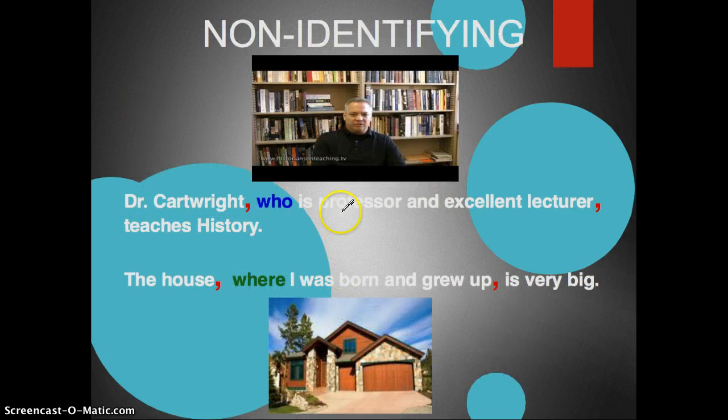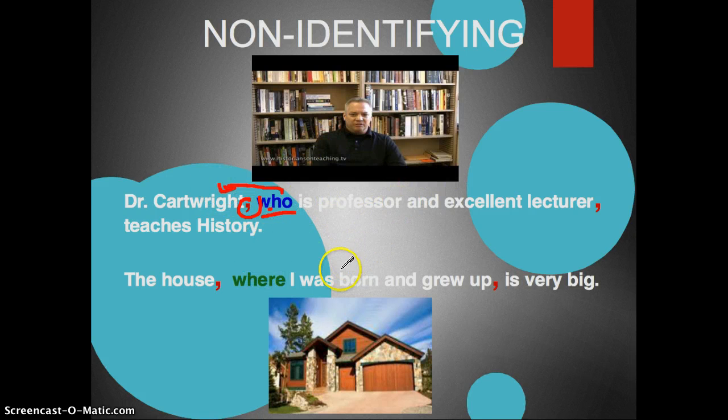Let's see another example, but now with non-identifying sentences. Dr. Cartwright, who is a professor and excellent lecturer, teaches history. Notice in non-identifying clauses we use commas. Here we have the pronoun who that tells us more about Dr. Cartwright, who is a professor and excellent lecturer. We have more information about this person.